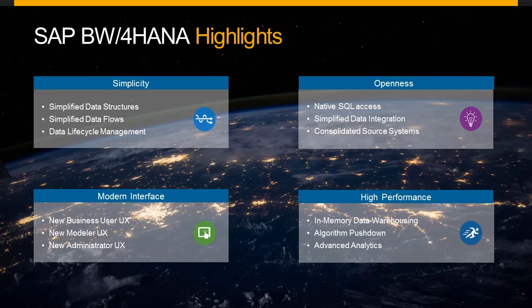And now with BW for HANA, we work with 4, right? Those are the advanced DSO, the composite provider, the open ODS view, and an info object. Those are really the only 4 objects that are required for BW for HANA. So from a simplification perspective, what does this mean?